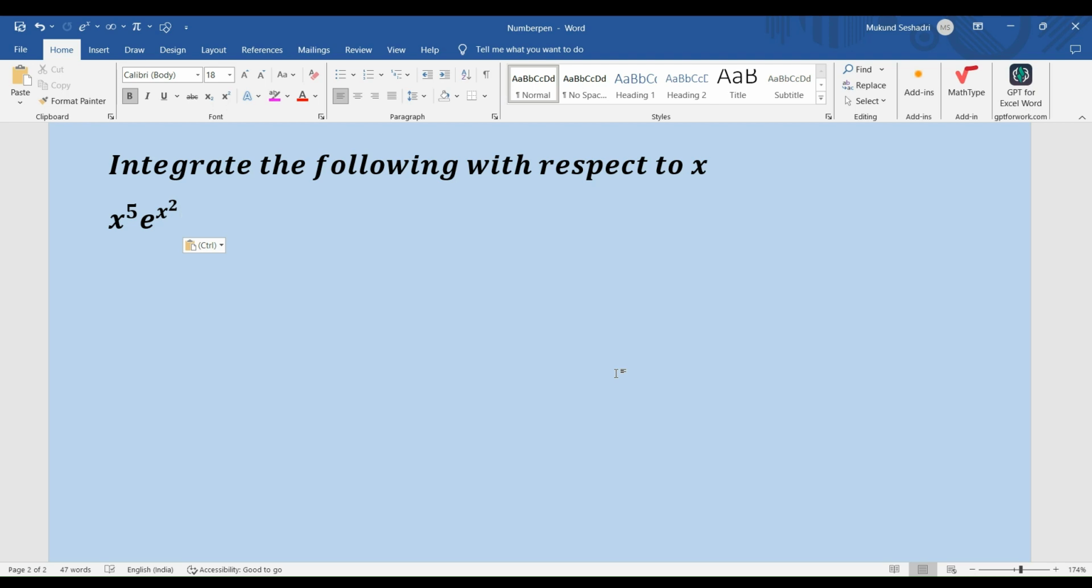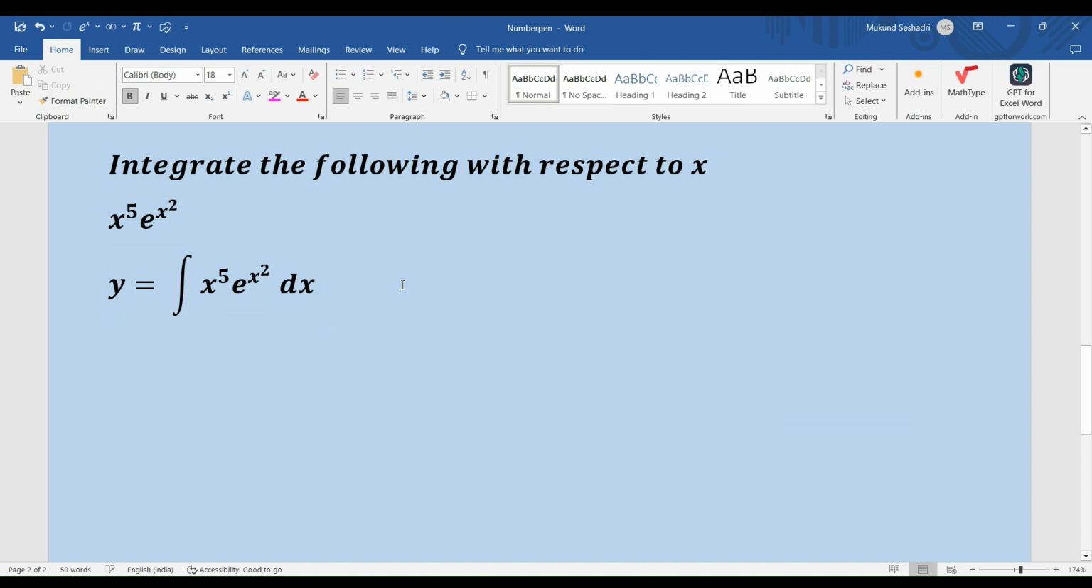There we have the problem on the screen. Integrate the following with respect to x. We have x to the power 5 into e to the power x square. So what we've been given is dy by dx and we've been asked to find y. And my y is nothing but the integral of the given expression. So let's write down our y using the integral symbol.